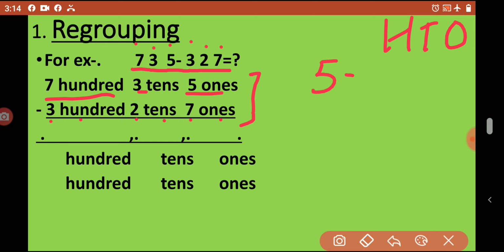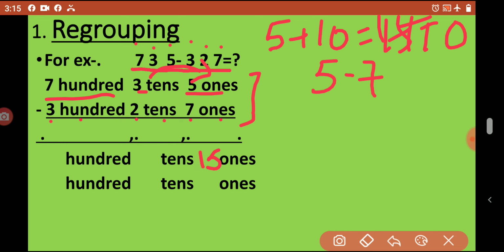So 5 minus 7. We cannot subtract 7 from 5 because 5 is smaller than 7. So 5 takes a borrow from 3 tens, and 3 gives its 1 ten to 5. Now 5 becomes 5 plus 10 equals 15. Now in the ones place we write 15 and 7 remains the same. Now 3 gives its 1 ten to 5. Now 3 becomes 2 tens. Now 2 remains the same in the tens place. 7 in the hundreds place and 3 in the hundreds place remain the same.